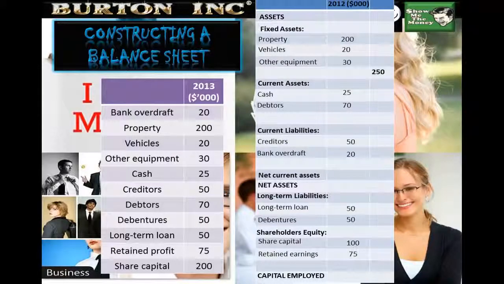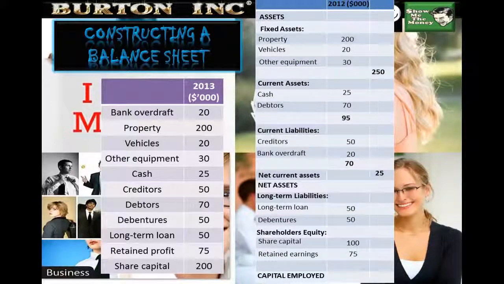Right, our fixed assets total to $250,000. Property plus vehicles plus other equipment, our only fixed assets, $250,000. Current assets, cash and debtors, we will sum them as well. Current liabilities, creditors and bank overdraft, these are things we owe, we'll sum those. And net current assets will be the difference between the two. Net current assets, $95,000 minus $70,000, $25,000 net current assets.